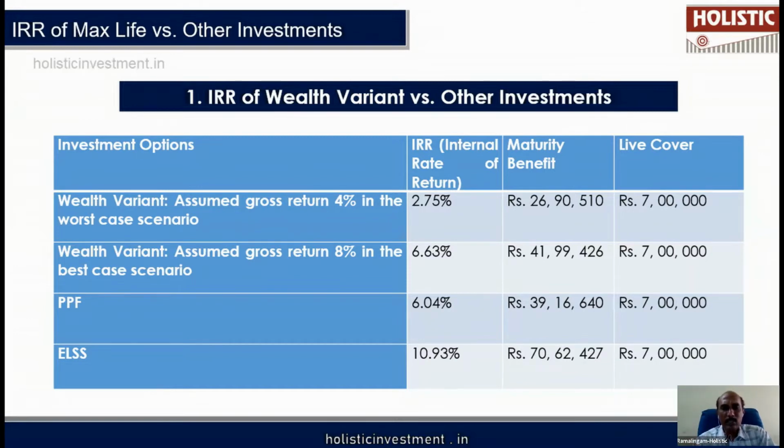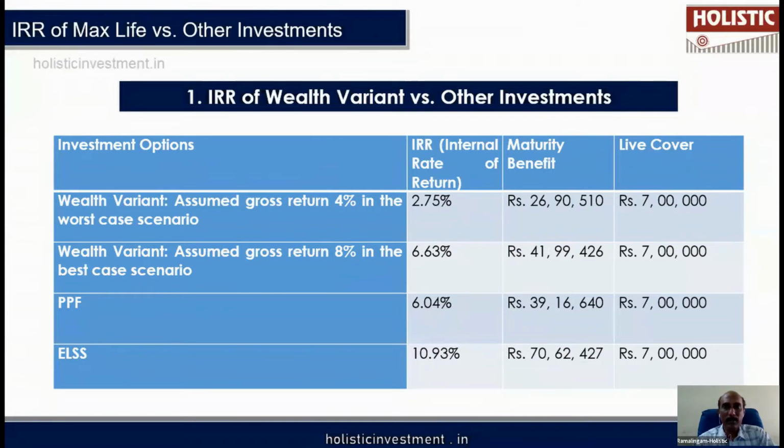This wealth variant, in case of a best case scenario return, will generate 8% gross return. It will work out to 6.63% as the net return. Gross return is 8%, but the net return is 6.63%. Even after taking a risk, even in a best case scenario, this is giving you 6.63% return, which is comparable to your FD, right?